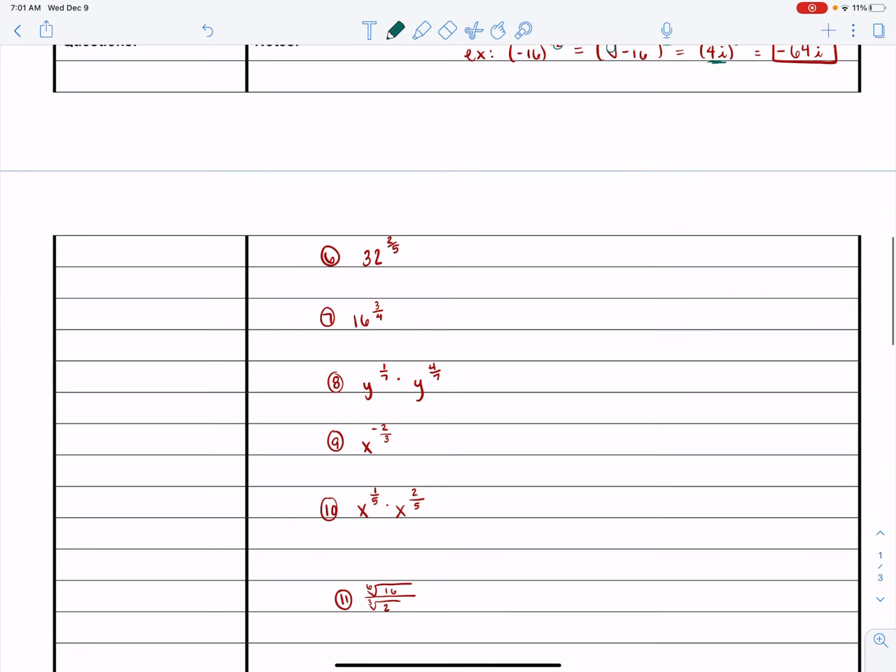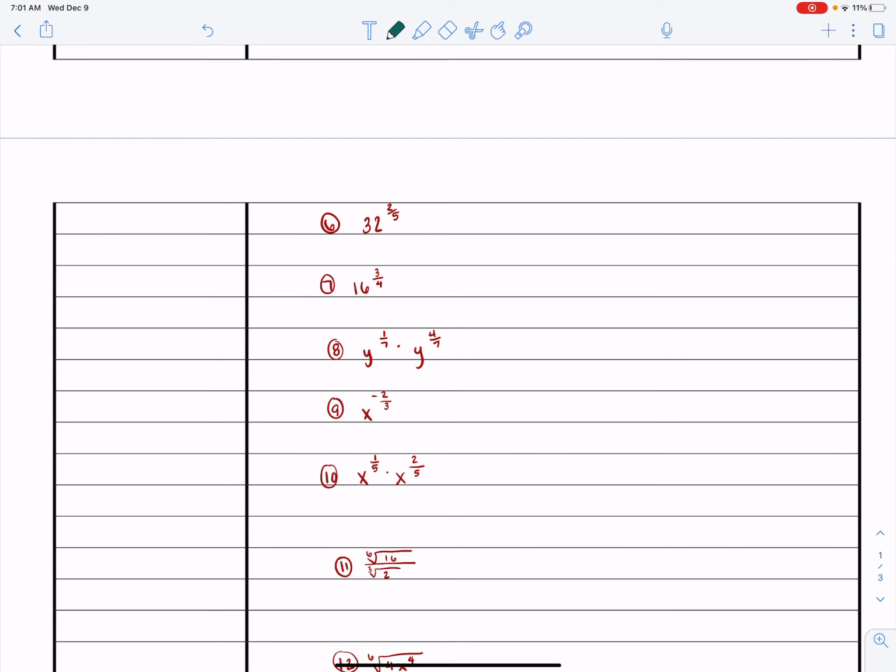All right, so if I want 32 to the 2/5 power, 5 is the root, and then I'm going to square it. And that rule says that I could write it opposite this. I could write the 5th root of 32 and just square the 32. So I could square the 32 first and then take the 5th root, but most of the time that's harder. So this is the same way to write it.